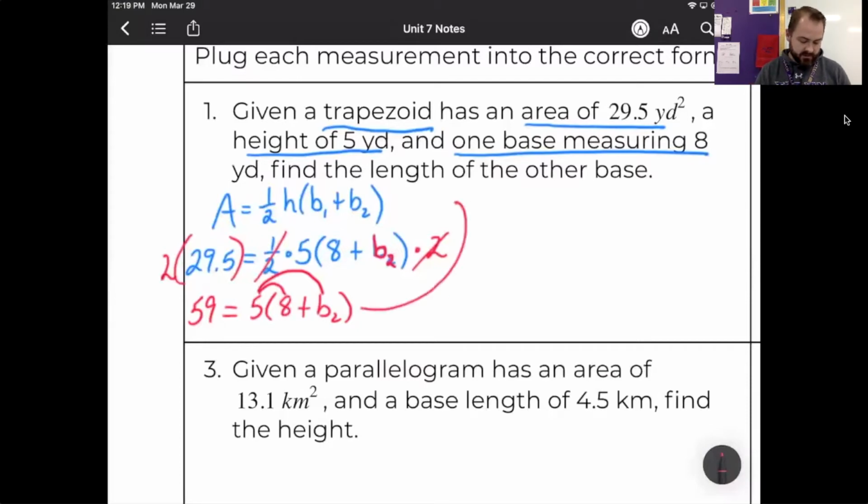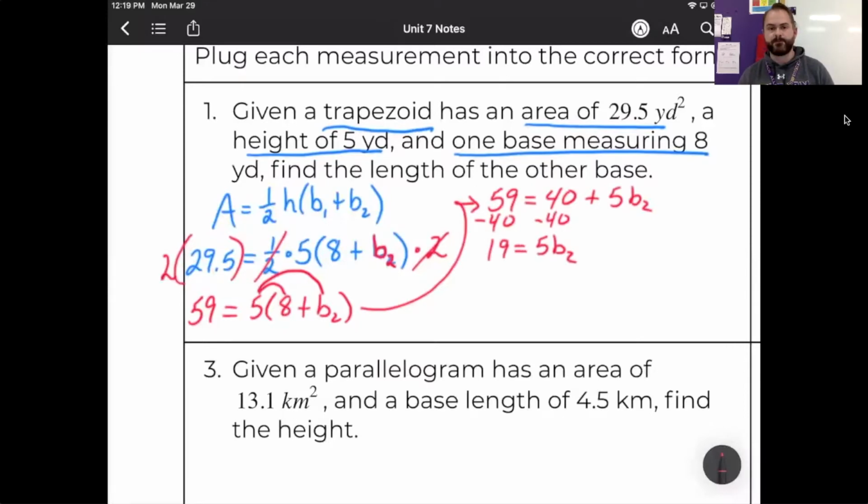I'm going to come up here because I have more room. So 59 is still on the left. 5 times 8 is 40. And then we just have plus 5 B2. Okay, now we're going to start to get B2 by itself, that base variable by itself, by doing minus 40 to both sides. Gives us 19 equals 5B2, or 5 times B2.